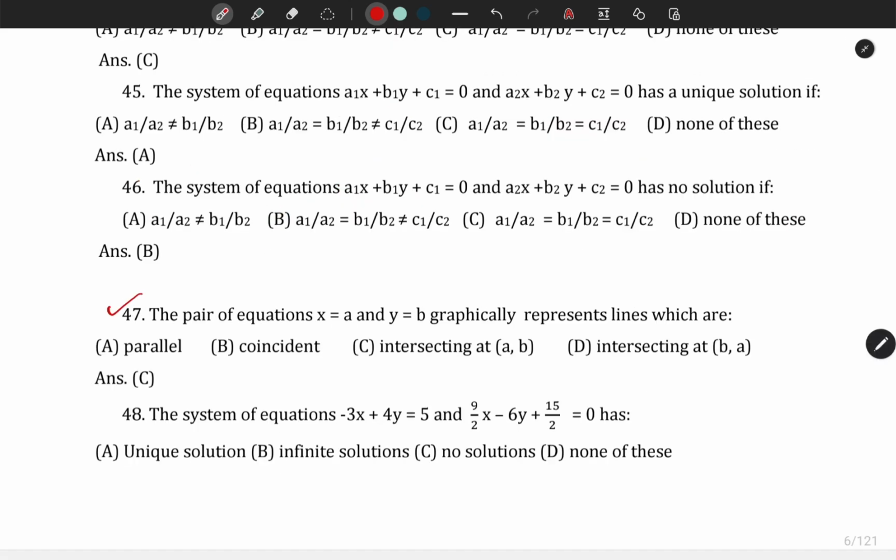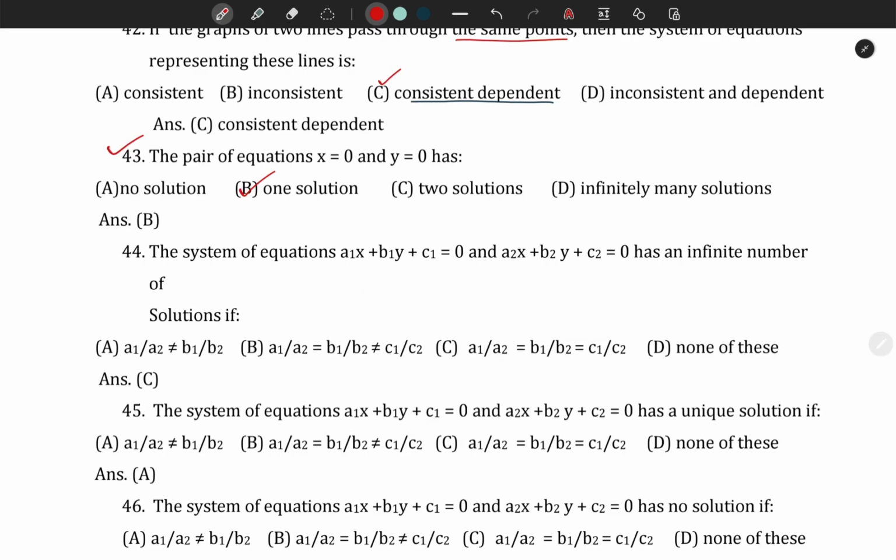Now there's a similar type of question here. The pair of equations x equals to a and y equals to b graphically represents lines which will intersect at this point only, x equals to a and y equals to b. So the answer will be the two lines will intersect at the point a comma b.